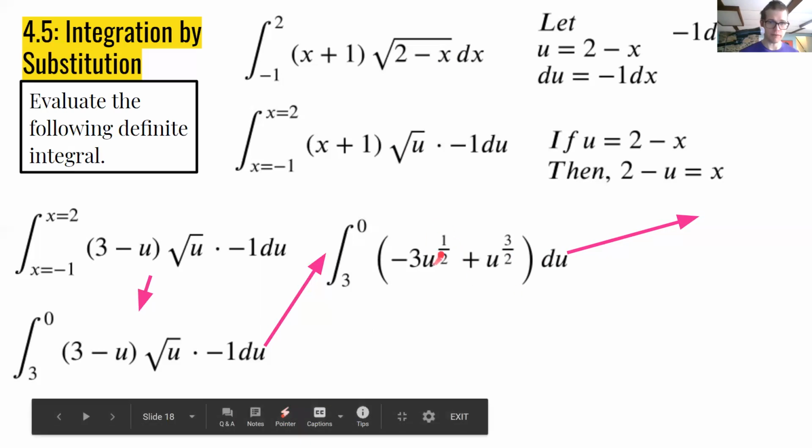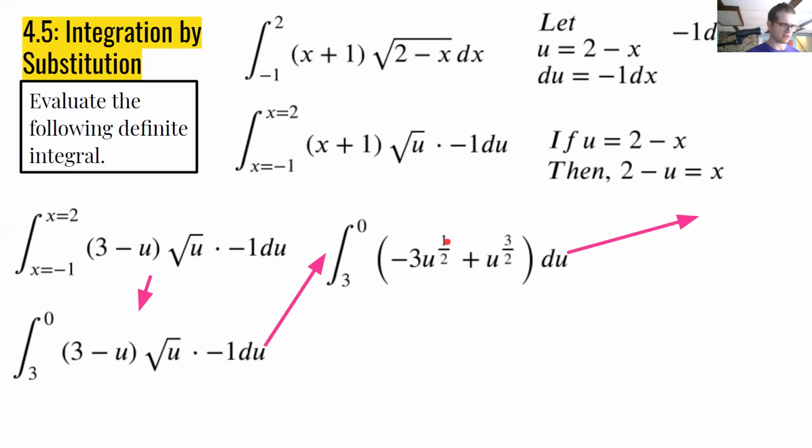For this first one, I'm going to add 1 to 1/2, which we just talked about. 1 plus 1/2 is 3/2. Then I need to multiply -3 by 2/3, which is how I get -2 u to the 3/2. For u to the 3/2, I need to add 1 to that, which gives me 5/2, and then multiply by the reciprocal of that, which gives me 2/5. All righty.